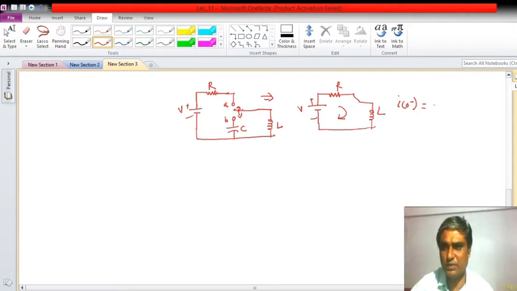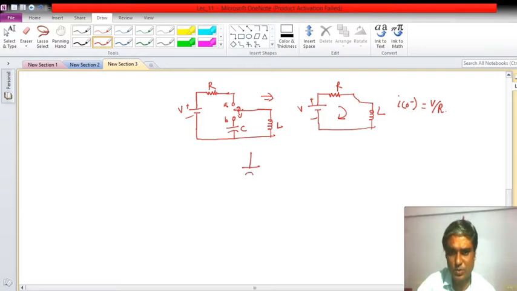And what will it be? It will be simply V by R, like the last example we have seen. And this is the I of 0 negative. So again it will satisfy the law of continuity. Now I will move this switch from here to this position B. So now your network looks like this. This is your C, L.